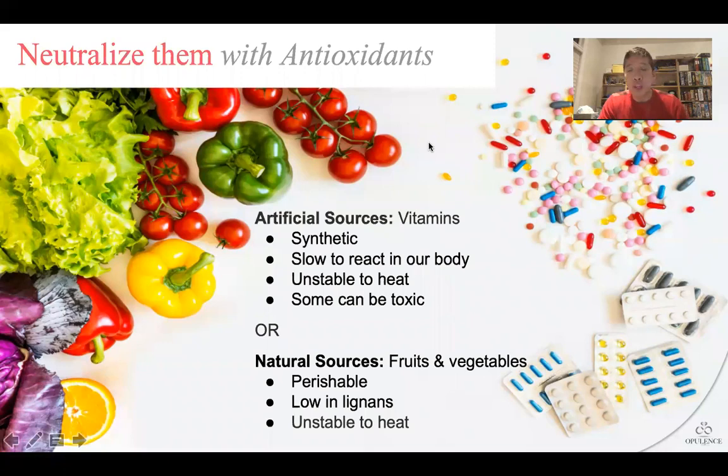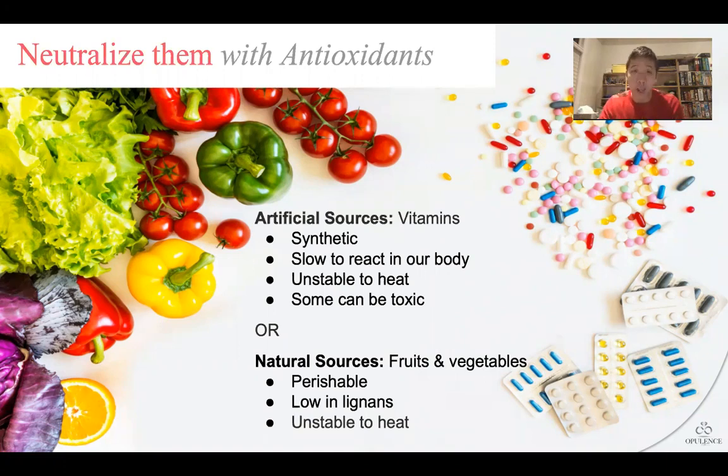There are two main common sources of antioxidants. One is the artificial sources. These are vitamins that you can buy in different grocery stores and pharmacies. Unfortunately, they are synthetic, and whatever is synthetic, your body typically has a harder time digesting. They're also very slow to react in the body, they can be unstable to heat, and some can be toxic.